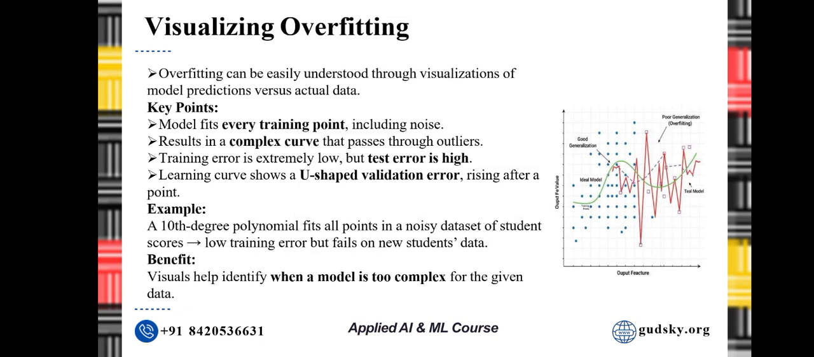For example, let's say you are predicting student marks with a 10th grade polynomial. It overfits all training points perfectly but fails completely on new students.